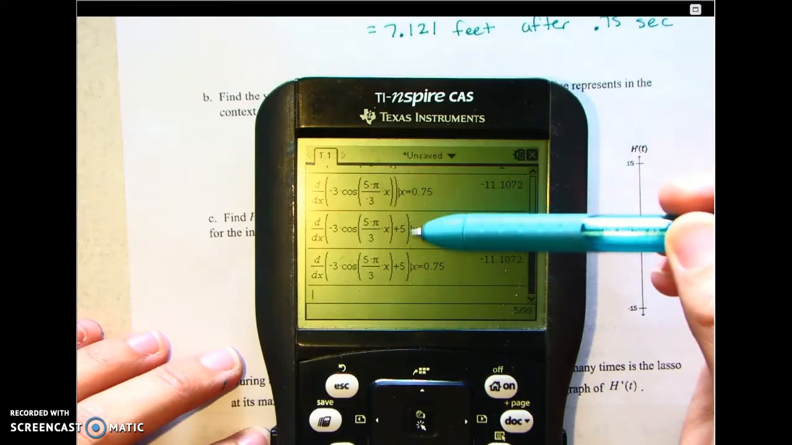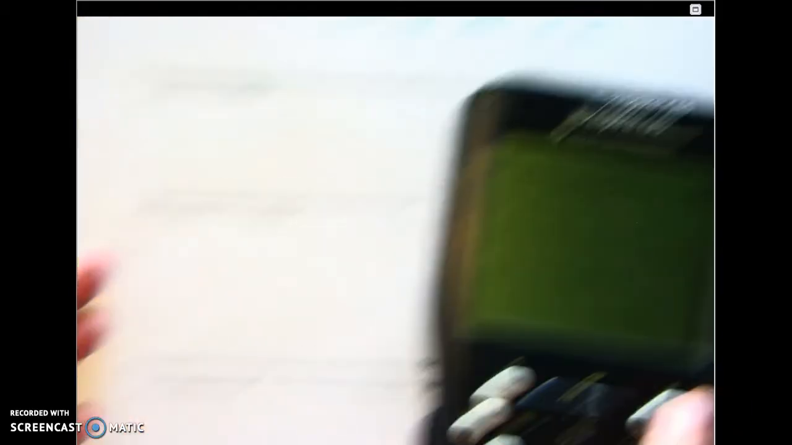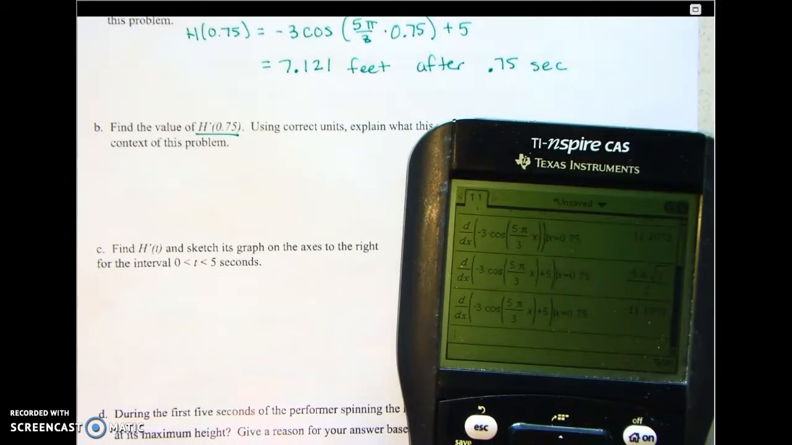And what's the derivative of 5? 0. So it didn't affect the answer. Oh my gosh. See how mistakes are awesome?